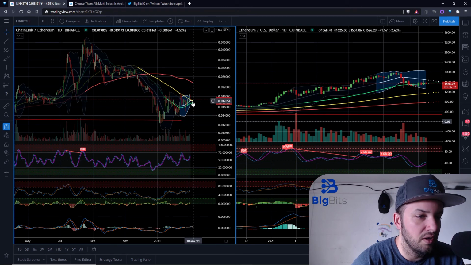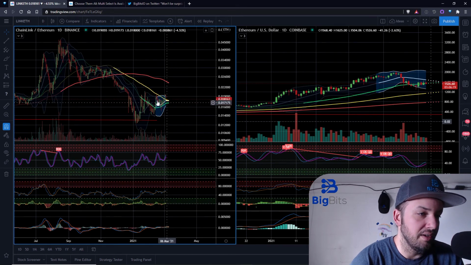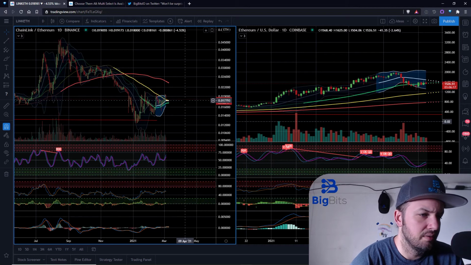Going to hold off on being super bullish on Link versus Ethereum until we get some movement more out into the future, at least through the middle of March, where we give the opportunity for the 100-day to flatten out and start to trend back.